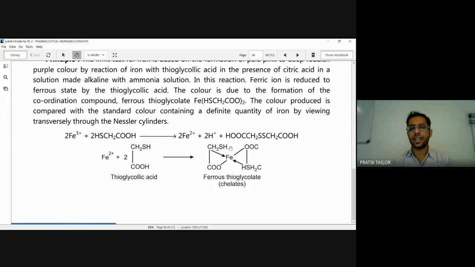Initially, you use citric acid to make a solution, and then we make the solution alkaline with ammonia. This alkaline condition is required for the formation of this complex. That is why ammonia is added, and after adding ammonia you will get a colored complex.